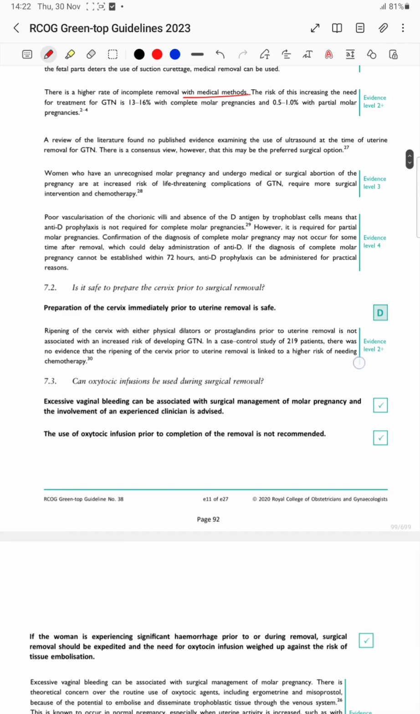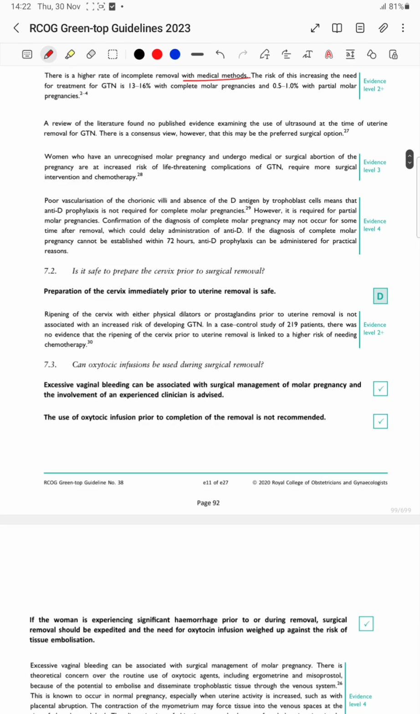A review of the literature followed published evidence examining the use of ultrasound at the time of uterine removal of GTN. There is a consensus view, however, that this may be the preferred surgical option. Women who have an unrecognized molar pregnancy and undergo medical or clinical abortion of the pregnancy are at increased risk of life-threatening complications of GTN and require more surgical intervention and chemotherapy.